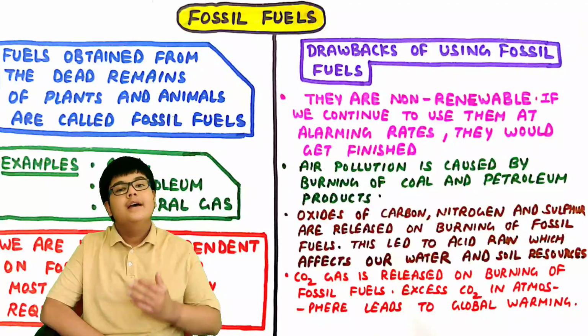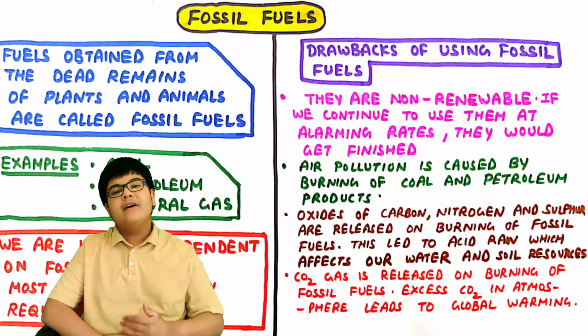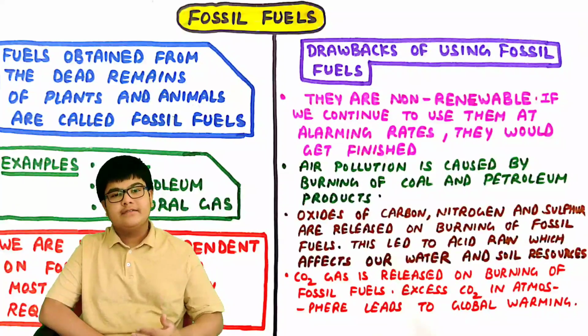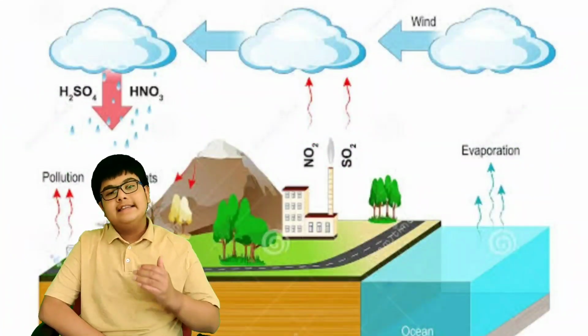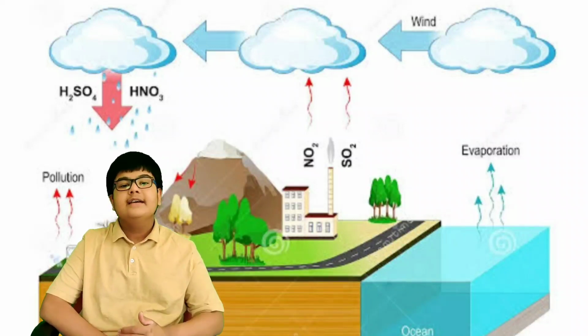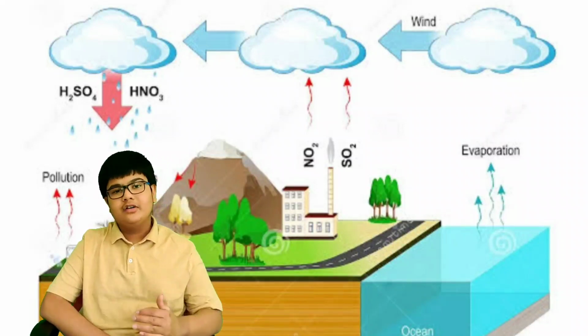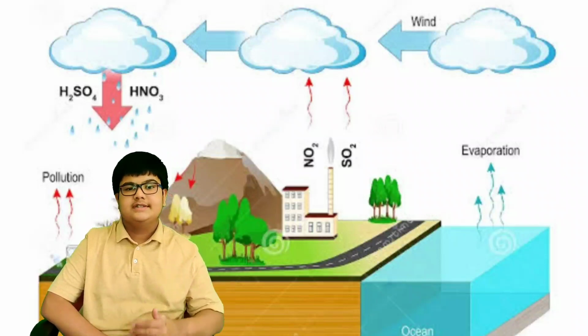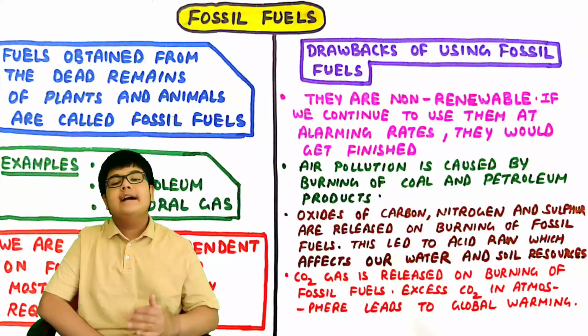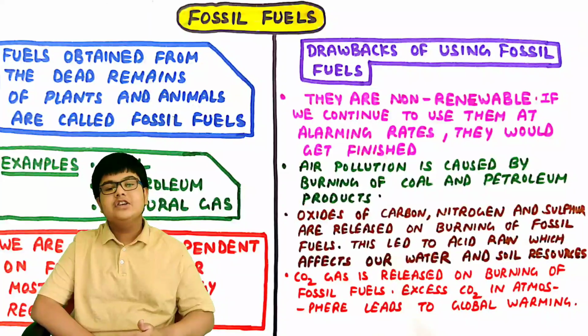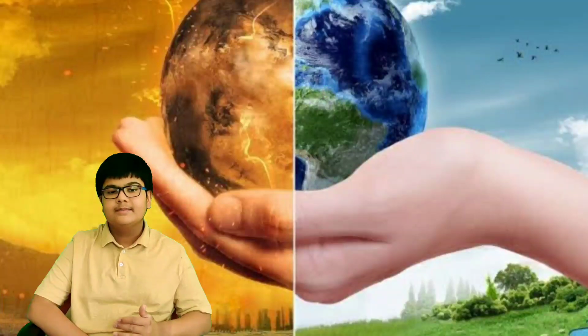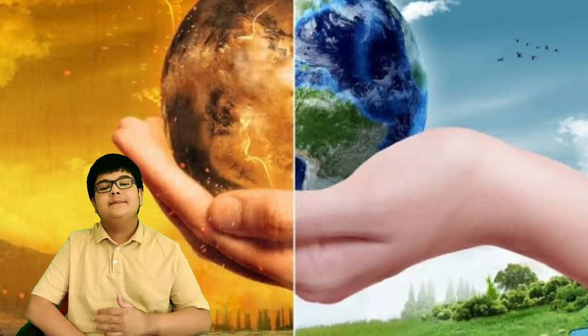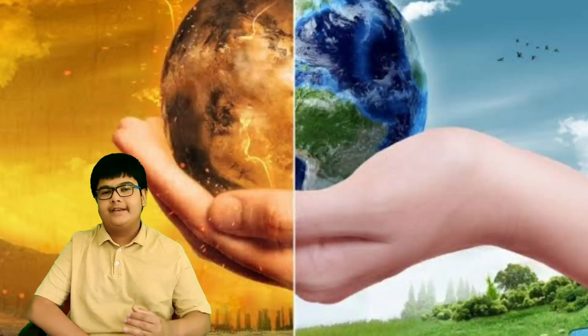Second, air pollution is caused by burning of coal and petroleum products. Third, oxides of carbon, nitrogen and sulfur are released on burning of fossil fuels. This leads to acid rain, which affects our water as well as soil resources. Fourth, carbon dioxide gas is released on burning of fossil fuels. Excess carbon dioxide in the atmosphere leads to global warming.